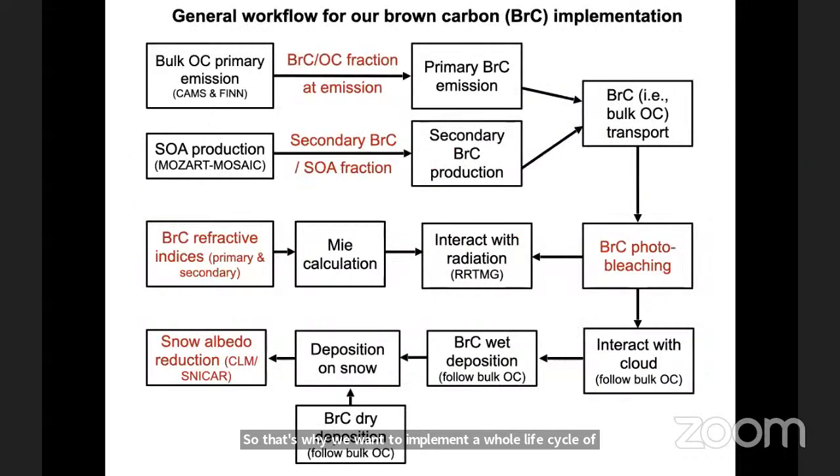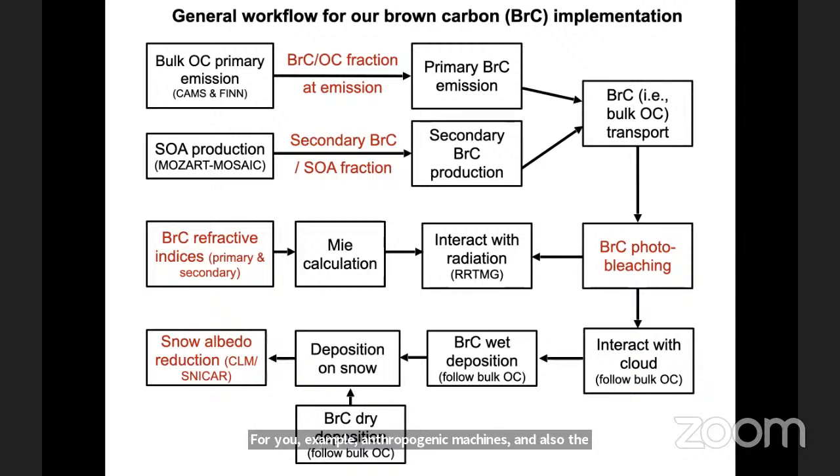So here is a general workflow of how we implement the brown carbon life cycle. First we start with the bulk brown organic carbon primary emissions, which are already included or used by WRF-Chem using the prescribed emission inventories. And then what we need to do is calculate the brown carbon versus total organic carbon fractions at the emission, so that we can use the total organic carbon emission to calculate the primary brown carbon emissions from, for example, anthropogenic emissions and also the biomass burning fire emissions.